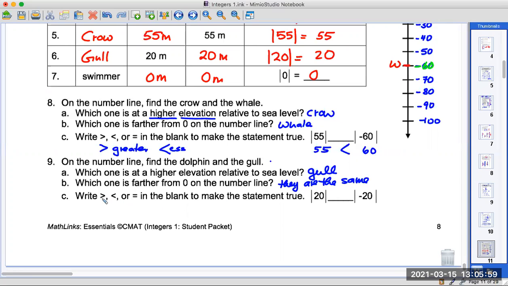Write the symbol greater than, less than, or equal in the blank to make the statement true. Absolute value of 20, absolute value of -20. What's the symbol? Equal. Because remember, this is not -20. It's the distance to 0, which is 20. So you have to kind of think that way. Does that make sense? Yeah.